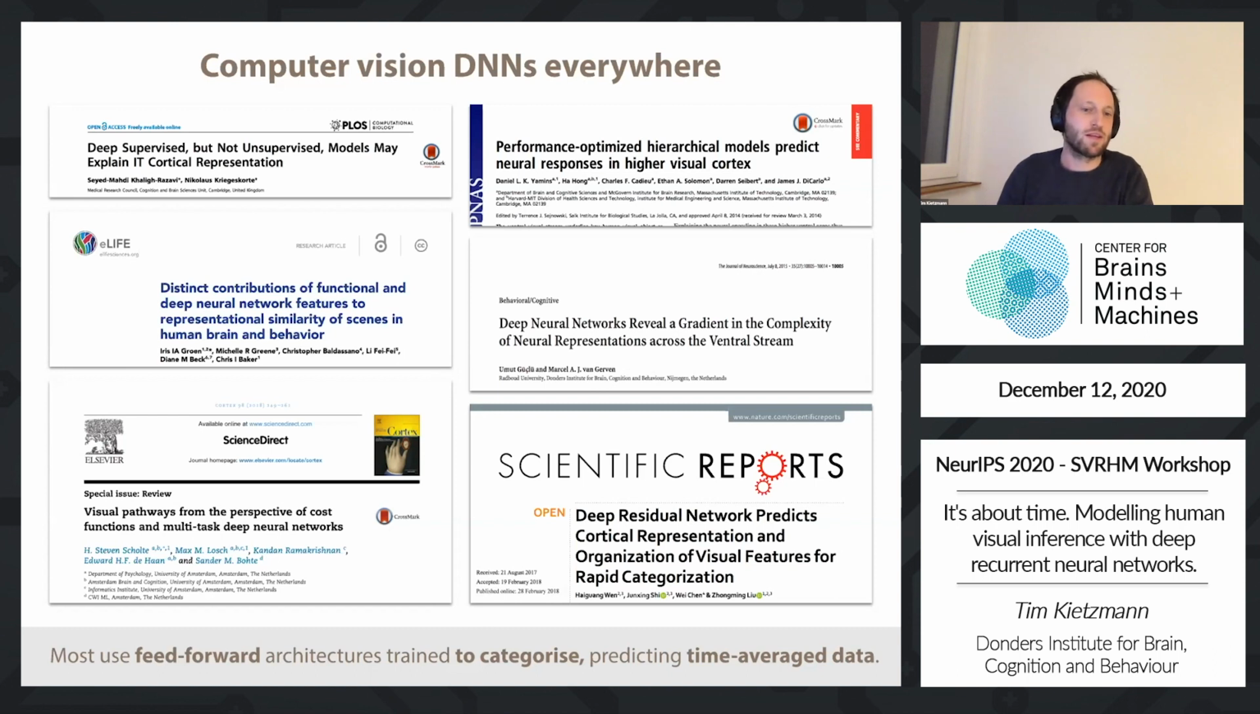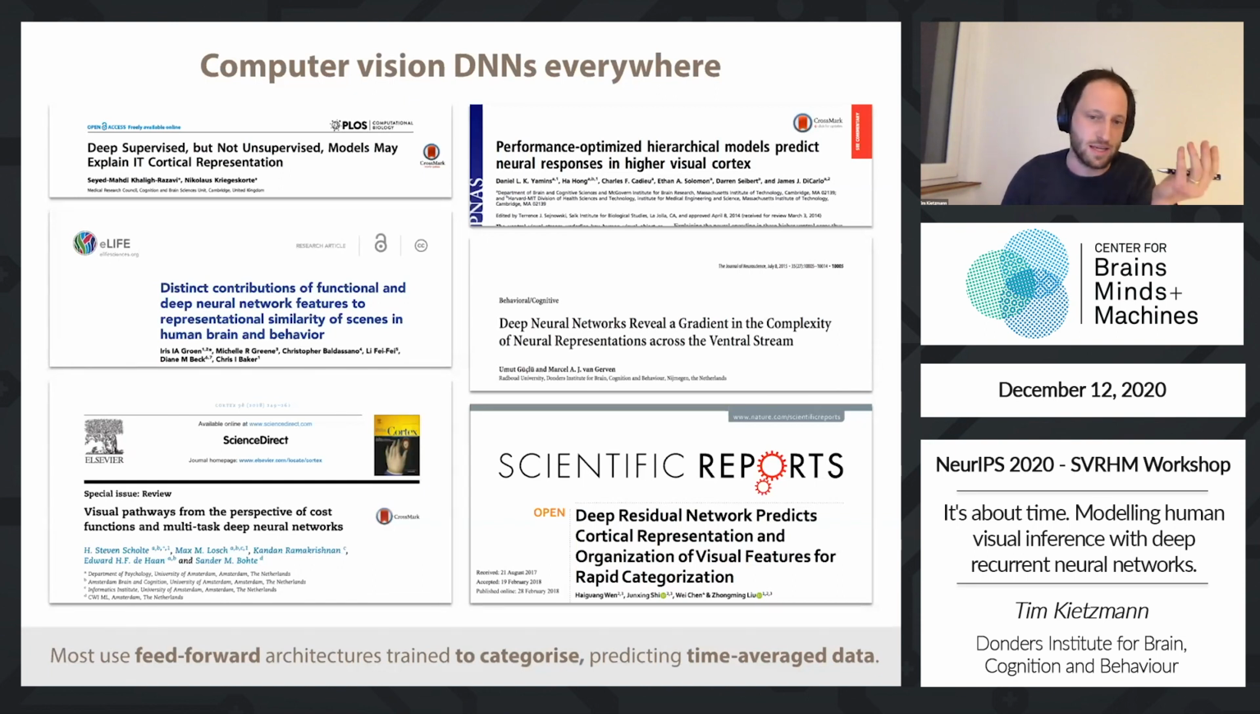But we must be aware that most of them are feed-forward architectures that are trained to categorize, and we often predict time-averaged data. So one thing that we think is missing from the equation here, for understanding the brain and maybe improving computer vision, is the temporal domain or recurrence.